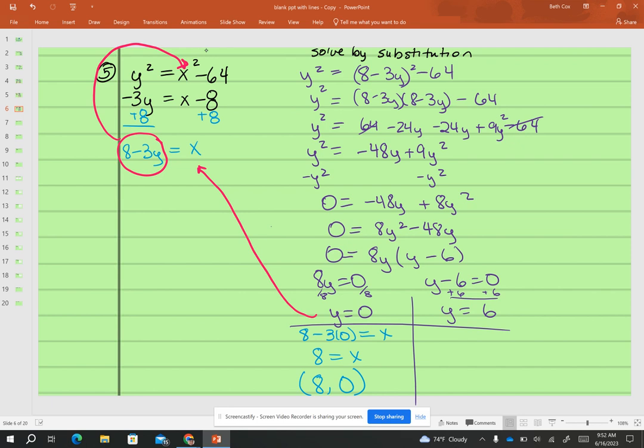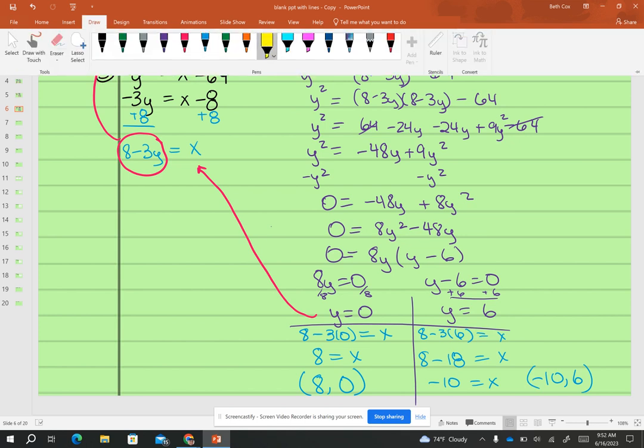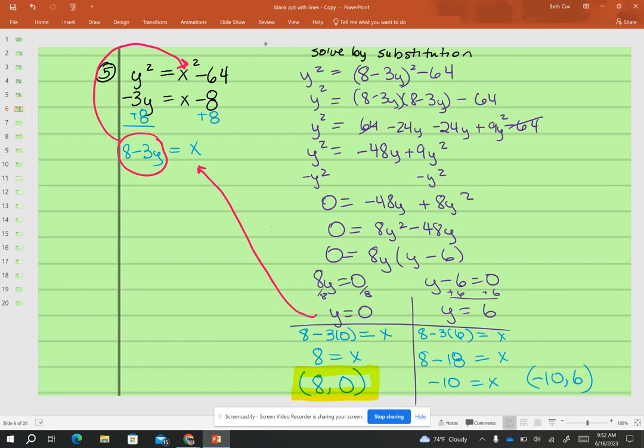Do the second one, same thing. I'm going to do 8 minus 3 times 6, which is what x is. That's 8 minus 18. So that's negative 10. So that is the answer, negative 10 comma 6. Those are my two answers. There we go. We have this one, and we have this one.